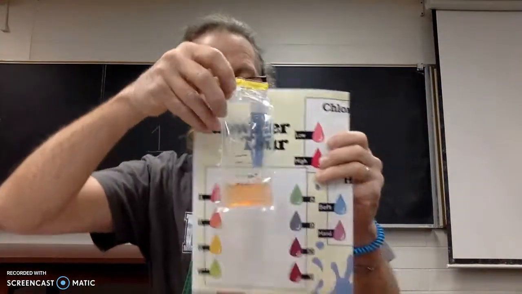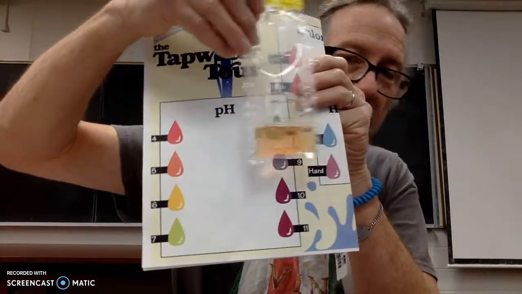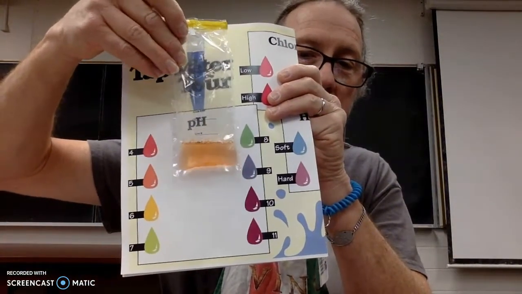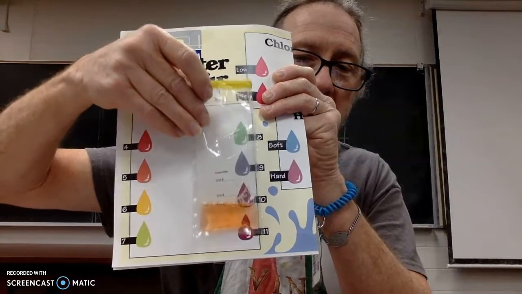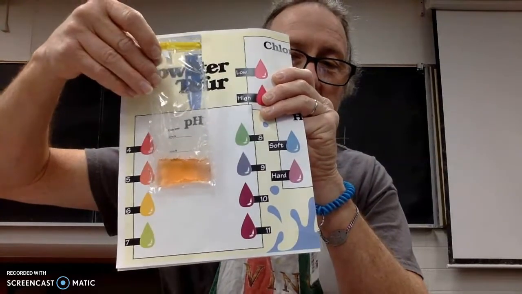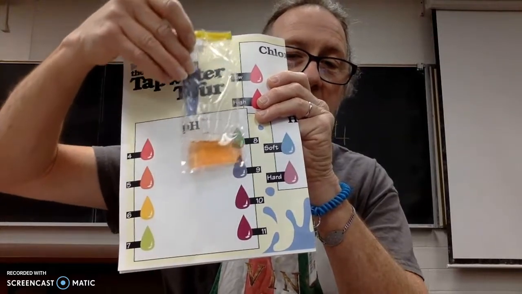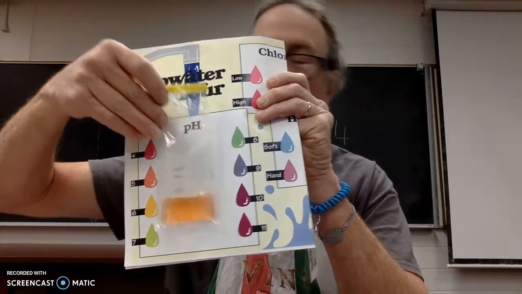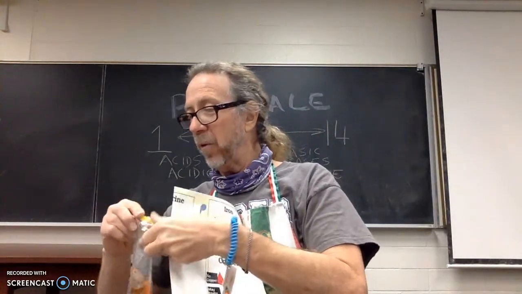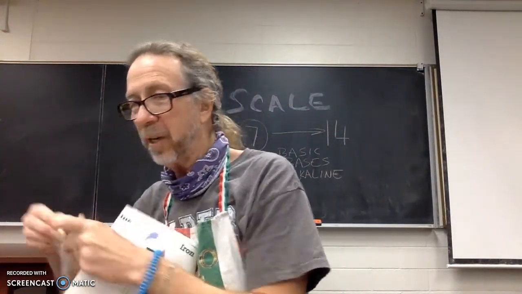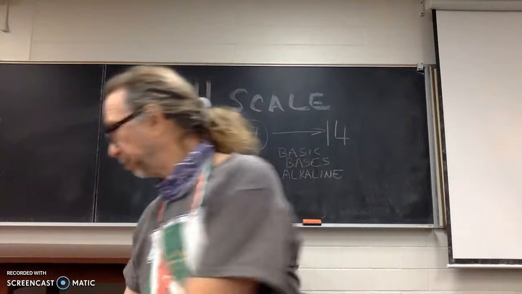So let's take a look. What happened to the color? What color did it become? Which means what number did it become from what it was? All right, record that. Very, very good. Set this one aside also. All right, let's go to the next one.